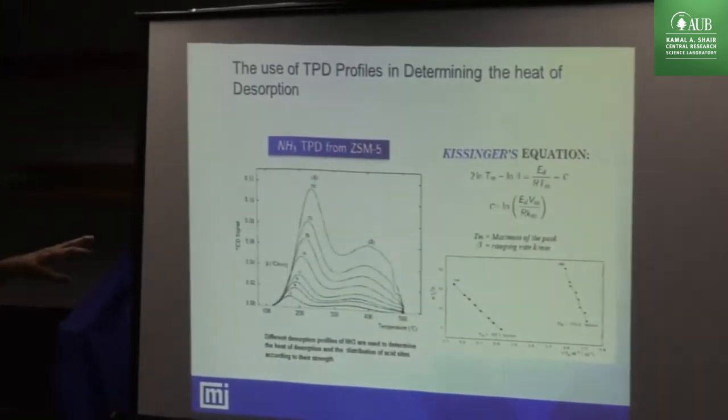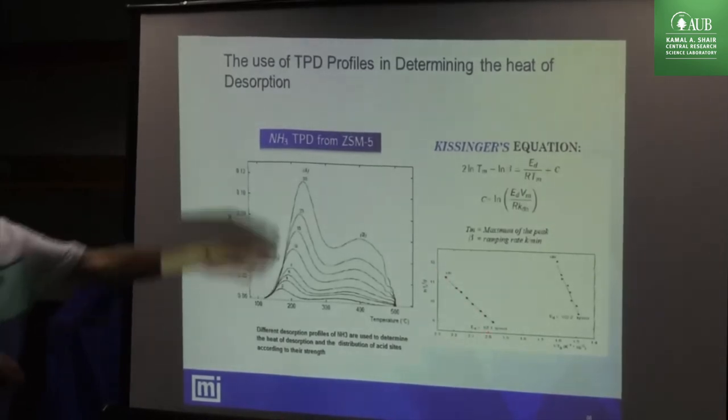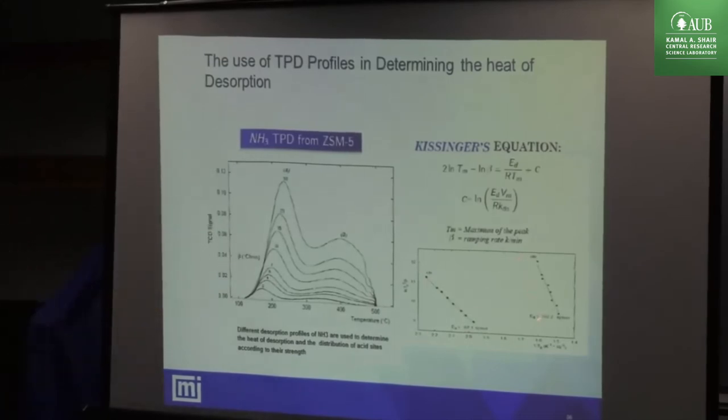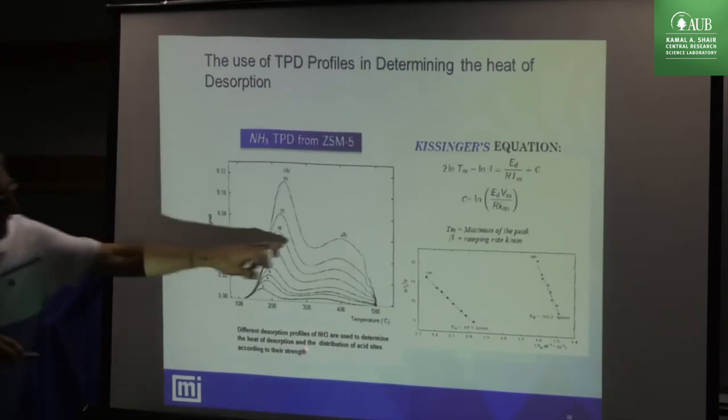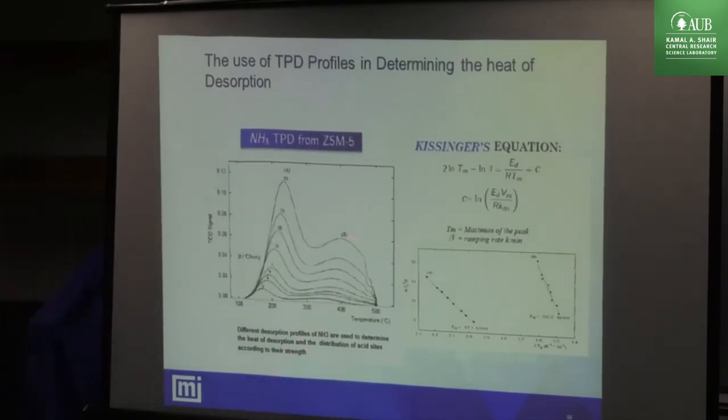For the first peak, the heat is 67.1, which is very weak. So I have too many of these sites, but they are weak for my reaction. The second one is good because it's 162. For my reaction, more or less, when I get 150 it is good. But if you get 60 or 50, it's very weak. So I can tell how many active species, by integrating this peak, are active for my reaction.